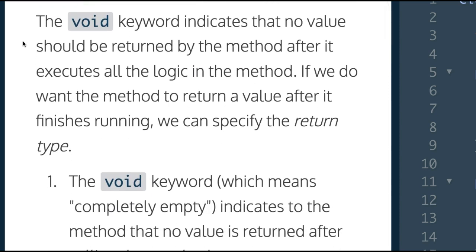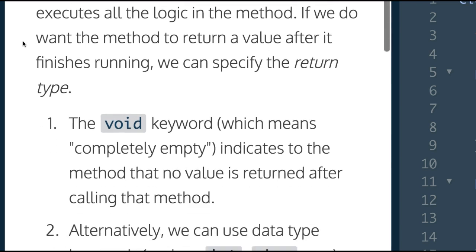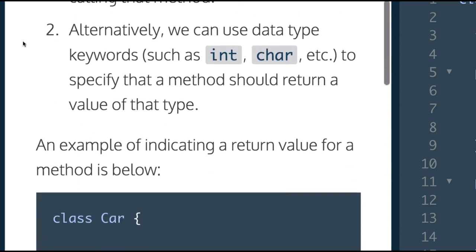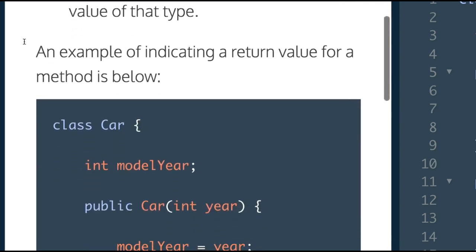The void keyword indicates that no value should be returned by the method after it executes all the logic in the method. If we do want the method to return a value after it finishes running, we can specify the return type. The void keyword, which means completely empty, indicates that no value is returned after calling that method. Alternatively, we can use data type keywords such as int or char to specify that a method should return a value of that type. An example of indicating a return value for a method is below.